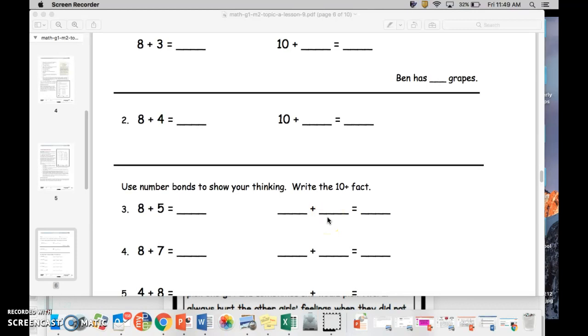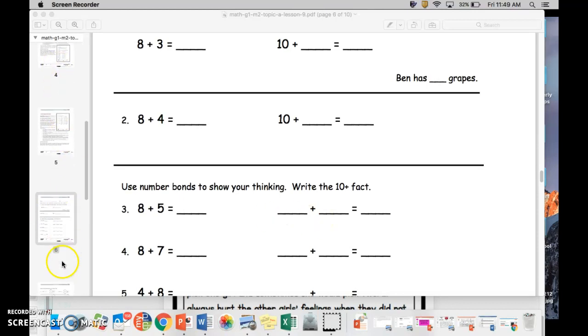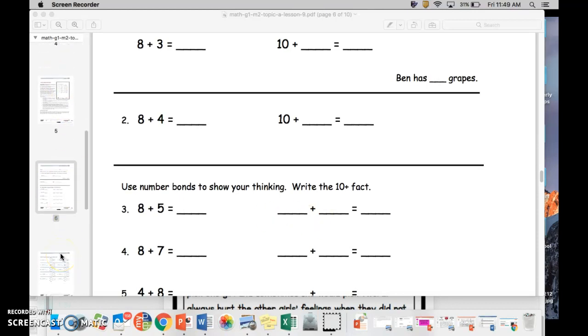Remember, it's easier to add a 10 plus fact because I know that the single digit plus the 10 will equal the same thing. Go to the next page on the back. So you can pause and do that, and then flip it over and press play.